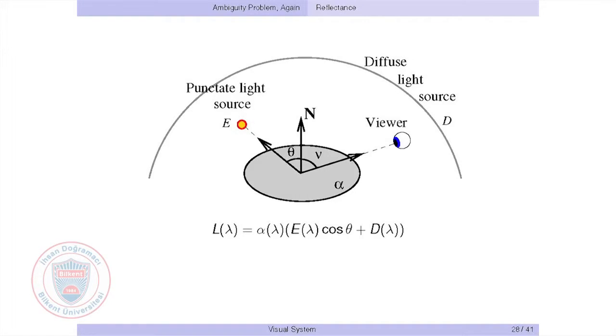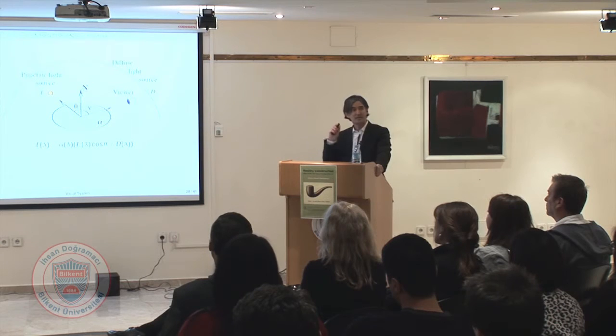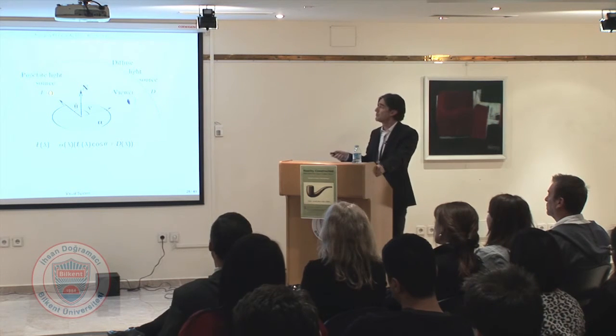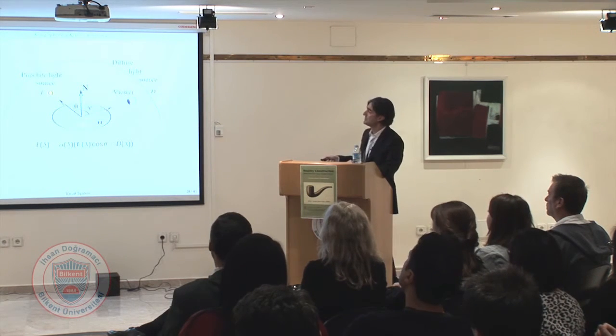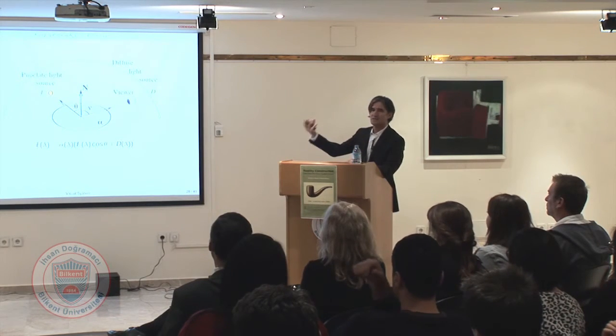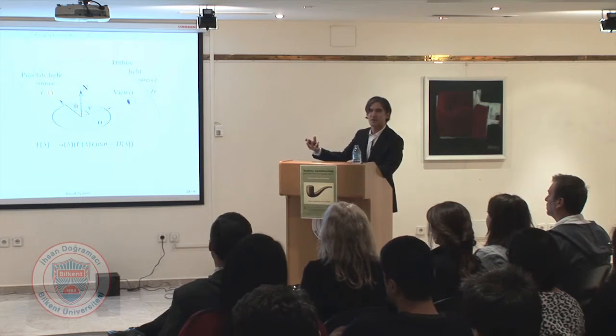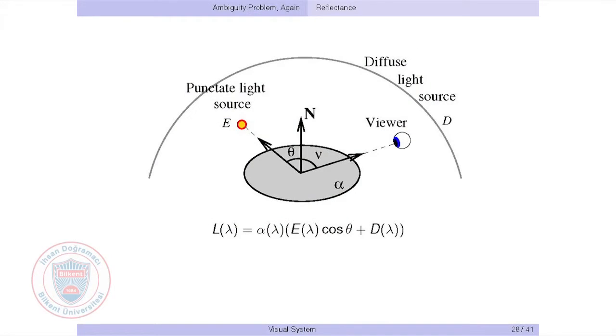Now, ambiguity is not only in the form. There's ambiguity also in color of objects. Now, let's think what the visual system is trying to do. The visual system is trying to find the reflectance of the object. Is this tomato red enough? Should I buy it? Or is it a bit greenish?